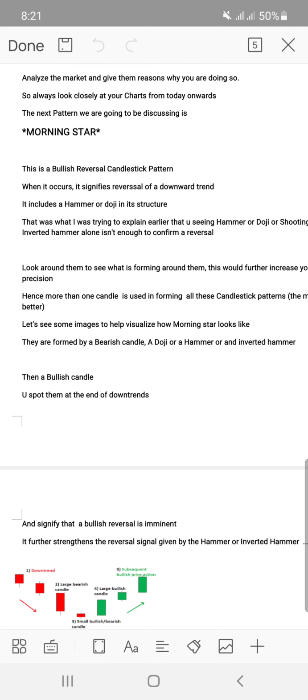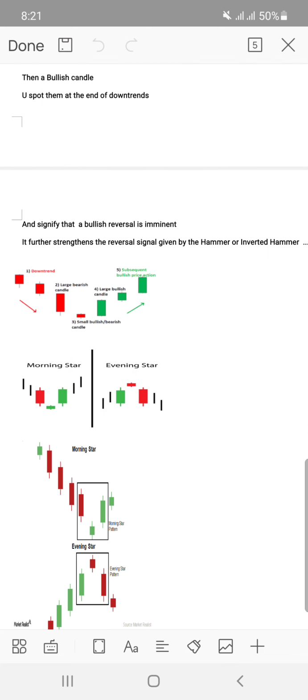Now, the morning star candlestick pattern is a reversal candlestick pattern. It occurs at the end of a downtrend. It tells you that the trend will soon be changing direction. It includes a hammer or a doji in its structure. Let's go straight to examples, because pictures explain more than mere talk.